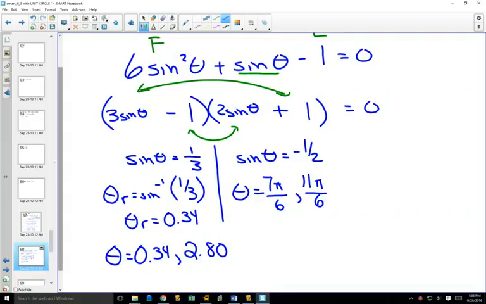So this one is going to be a calculator question on your exam, because you know part of it you could do without your calculator, but this half you wouldn't be able to do.